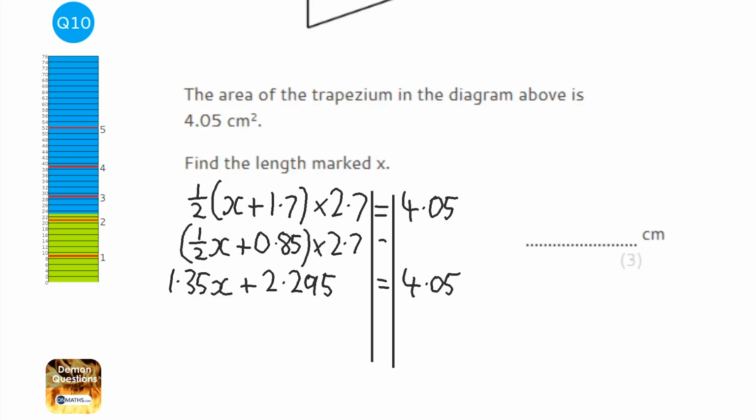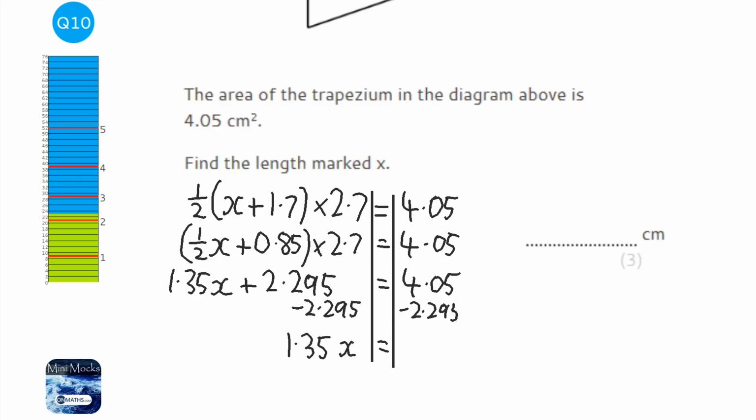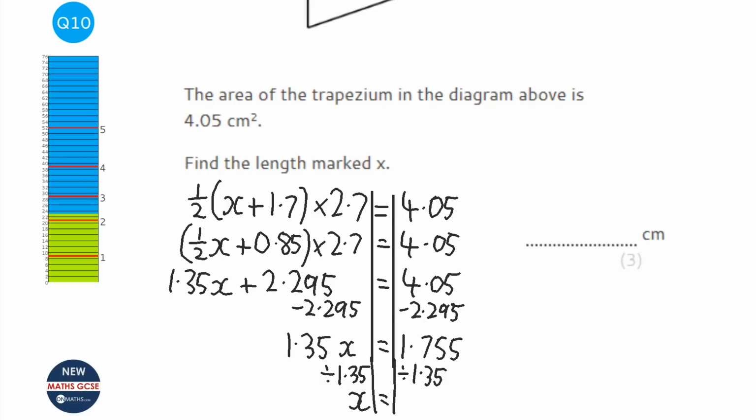We should put the equals in here, because I've not done anything to the right hand side yet. So I'm going to take away the 2.295 from both sides to get the x on its own. So 4.05, take away 2.295, and it gives me 1.755. Let's extend my lines a little bit. And we divide by the 1.35 to get x on its own. So divide by 1.35, and it gives me the answer of 1.3.